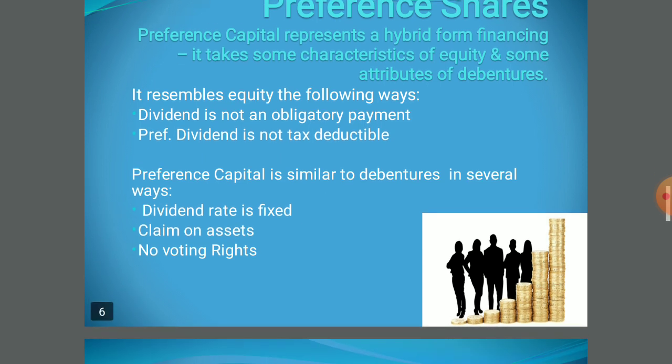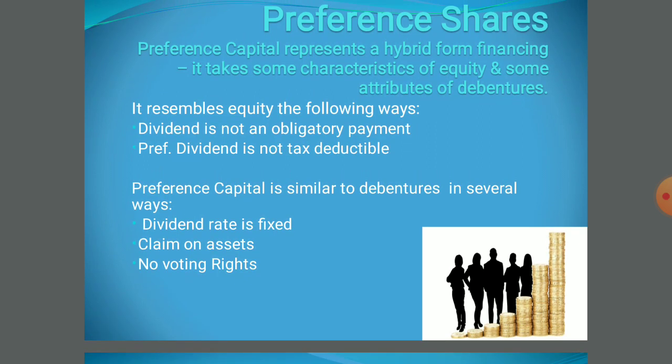Now, the similarity between debentures and preference shares. First, the amount of dividend is fixed, that is, a fixed rate of dividend is given to the preference shareholder. When we raise the amount in the form of preference shares, we fix the returns that would be paid. It may be 10%, 15%. So whatever profit the company is going to earn, out of that 10% would be given to preference shareholders, which is similar to the debenture holder.